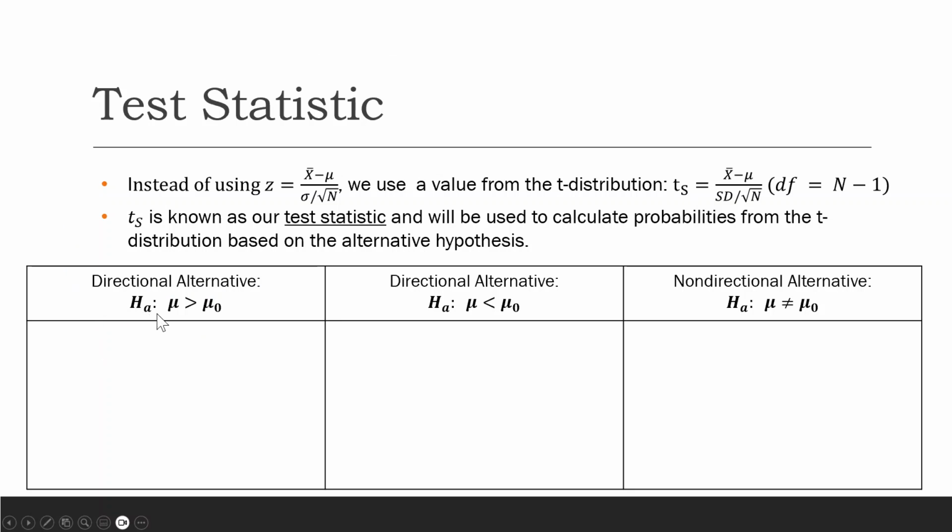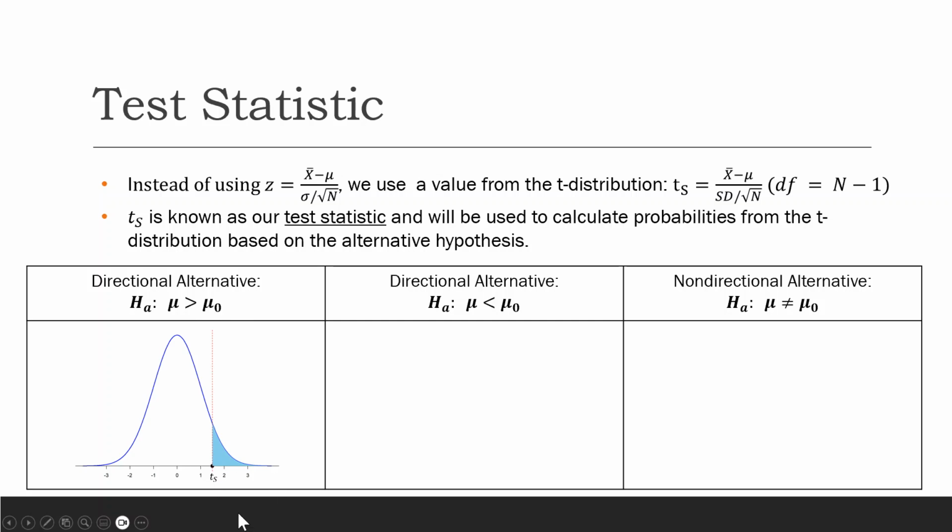An alternative: mu is greater than mu sub 0. Then what I need to do when I want to find the probability of obtaining my sample statistic, our x bar, or one that is more extreme in the direction of the alternative, I'll go to the t distribution, find the point on my horizontal axis where that test statistic is, and my probability is going to be the area under the curve for any test statistic of that value or greater.